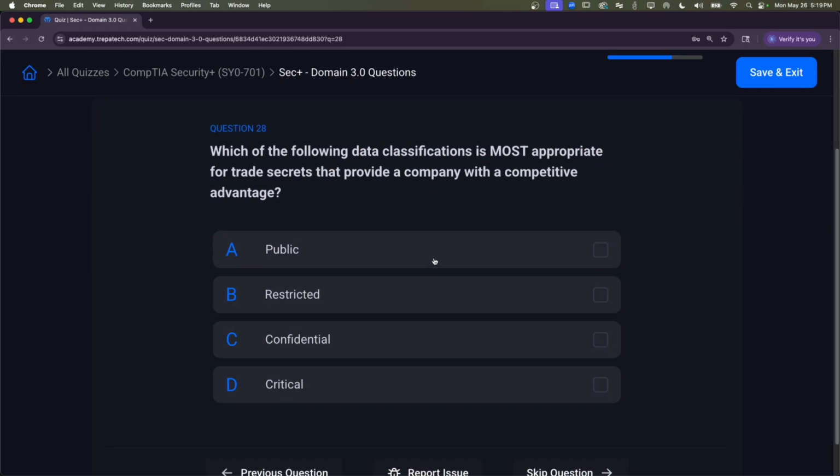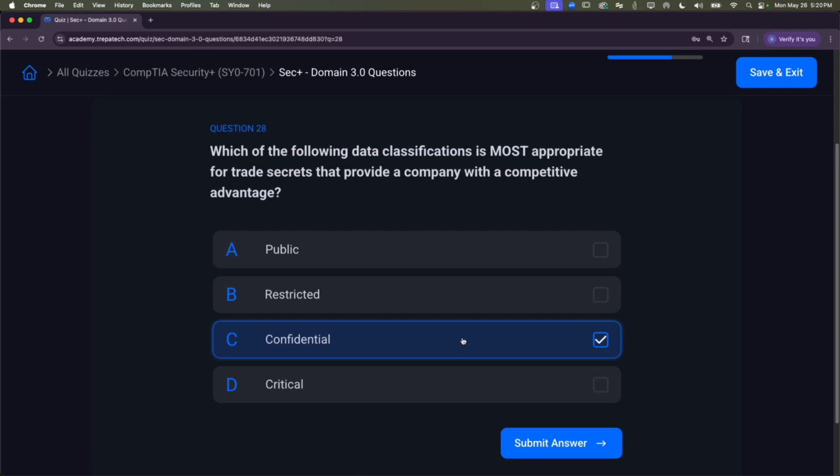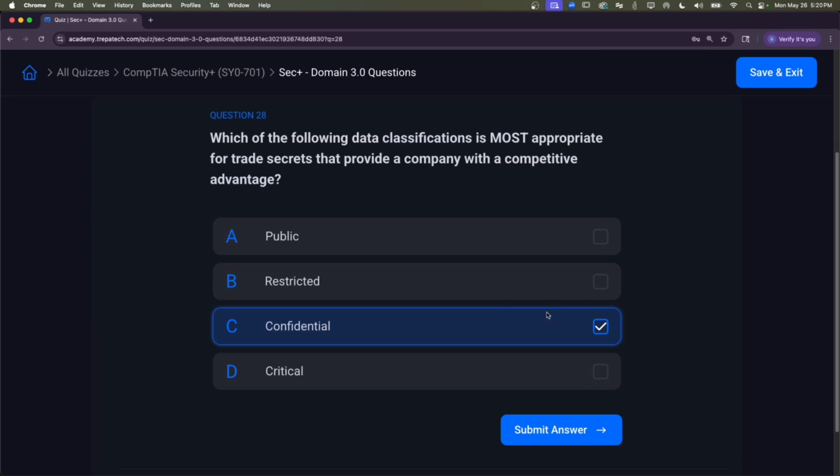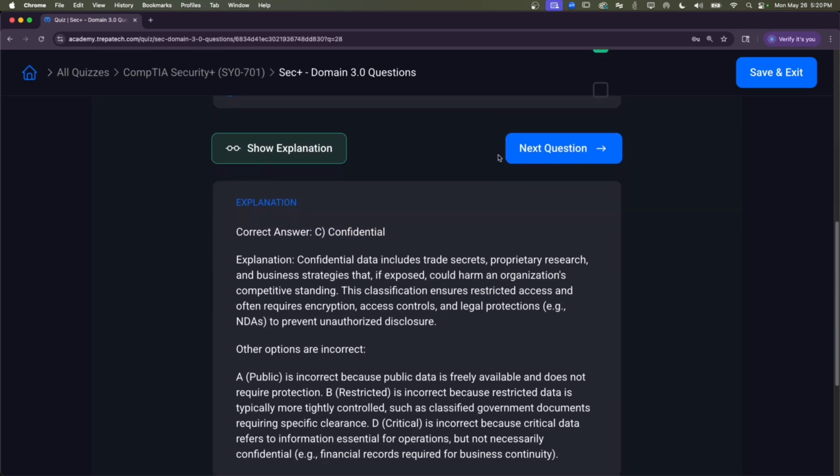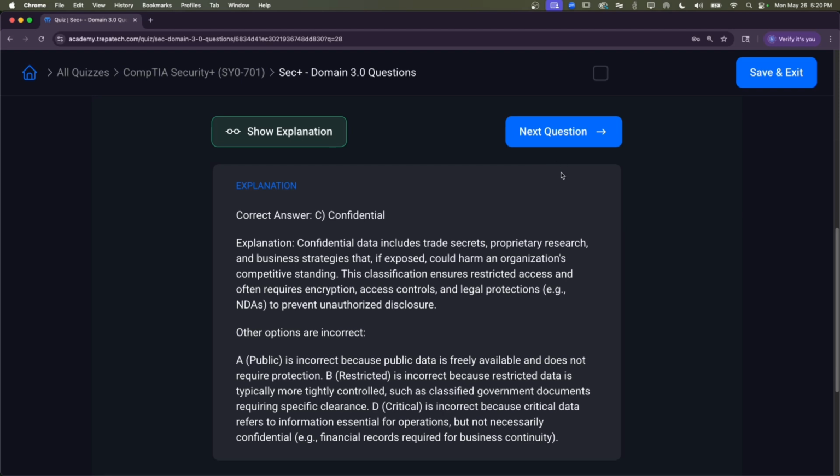Question 28. Which of the following data classifications is most appropriate for trade secrets, trade secrets that provide a company with a competitive advantage? So we want to put a data classification on trade secrets. So we're going to go with confidential. It's not critical because if it gets exposed, it's not going to bring down our operations. It's not public, obviously. And restricted kind of deals more with like regulations. This is kind of just like capitalism type stuff, trade secrets, giving us a competitive edge. So we're going to go with C, confidential. Pause the video if you'd like to read the explanation.